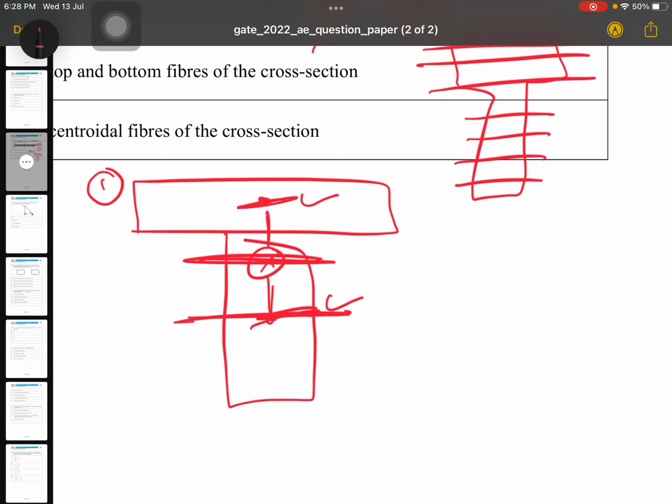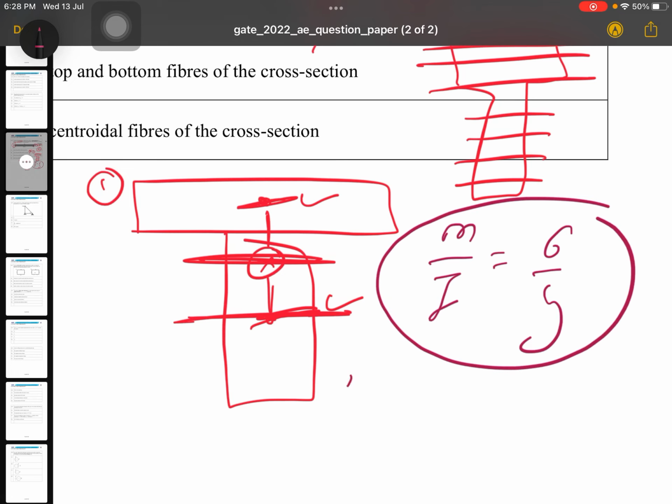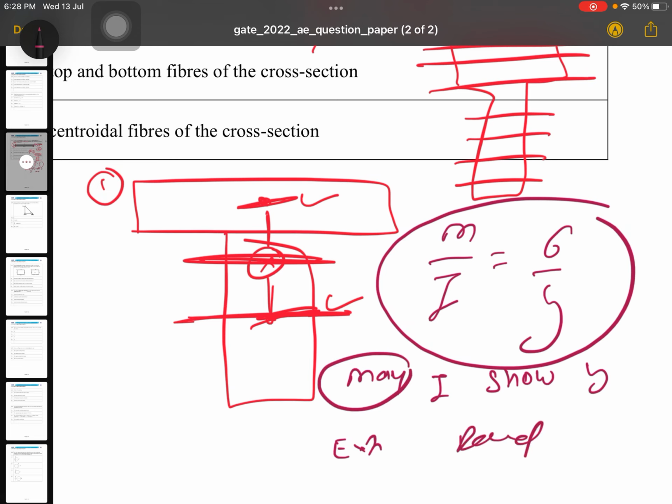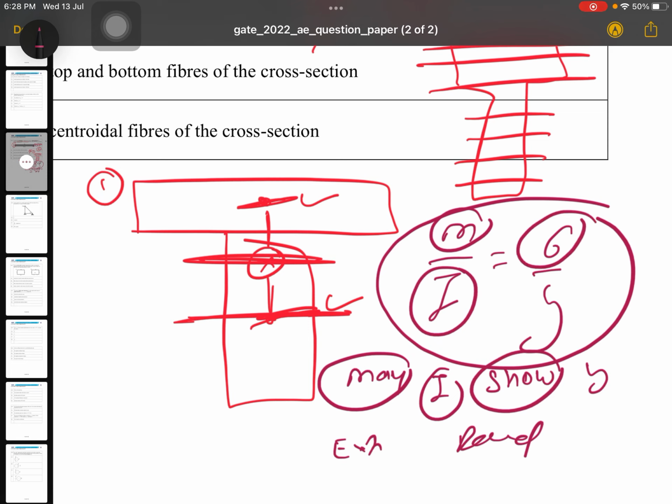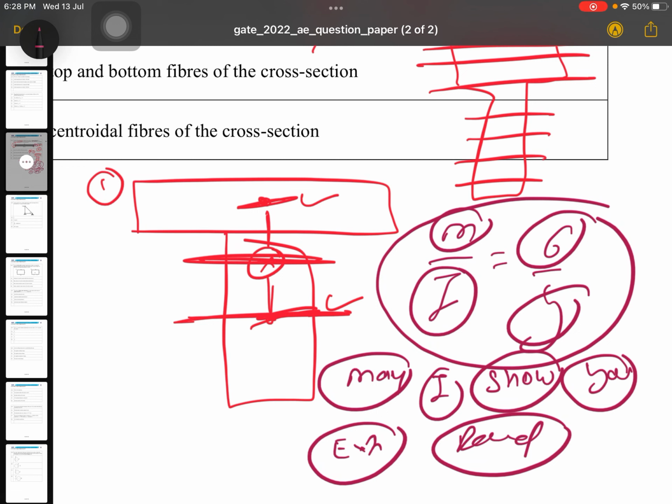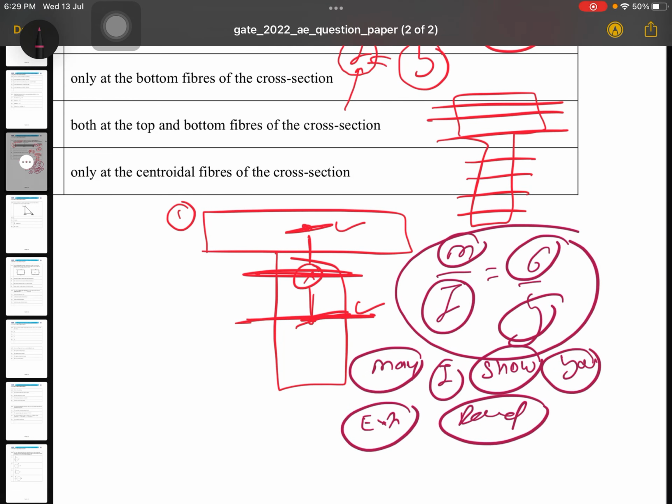In this formula, I used to give tricks and tips in my regular batch, and those tips and tricks are already recorded in videos also. This particular formula I used to teach my students like this: may I show you extra round. This is my trick. May means M, I means I, show means sigma, which is normal stress, I mean bending stress, Y means Y, E means extra, and R means round, correct? So this is the trick to remember the bending formula.